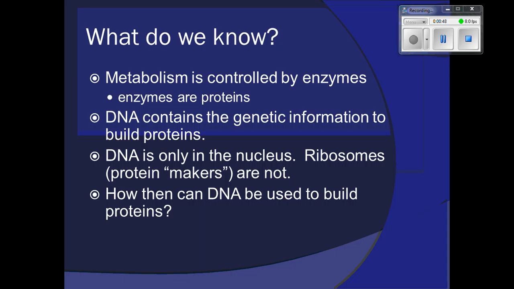So what do we know? Metabolism is controlled by enzymes. Enzymes are proteins. DNA contains that genetic information to build proteins. DNA is found in the nucleus. Ribosomes are not. This is where we make the proteins. And how can we then get DNA to be used to build our proteins?